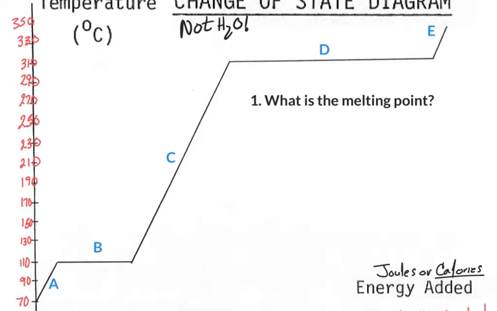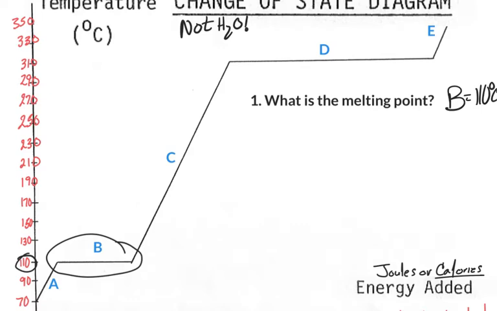And all you're going to do is look for this first flat line. The lower one is where your melting point is. And you'll see that that's area B, and we can read the actual melting point is 110 degrees Celsius. And recall that the melting point is also going to be the same as the freezing point.